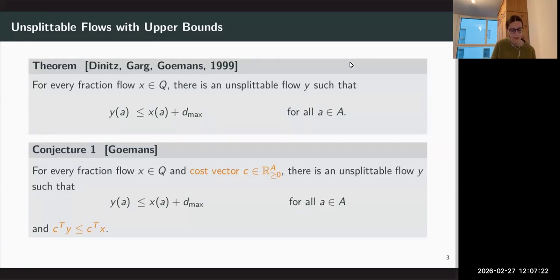And what he was asking is, if we have basically the same setting, but now in addition we also have costs. So every arc now has a non-negative cost. We again want to achieve the same thing: we want to get an unsplittable flow where the flow in every arc increases by at most the maximum demand. But what if I also want the property that my unsplittable flow is not more expensive than my fractional flow? Can I still achieve this? The conjecture is that this is possible, but this is in fact widely open.